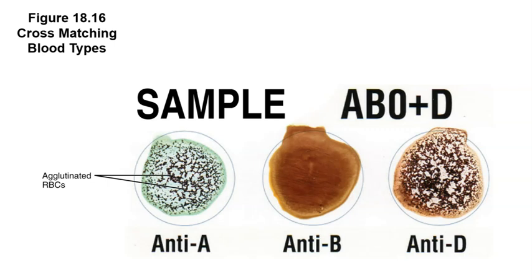Since these 3 drops of blood are from the same person, we would deduce that they have the A antigen and the Rh antigen present on their erythrocytes. So that means that they are the A positive blood type.